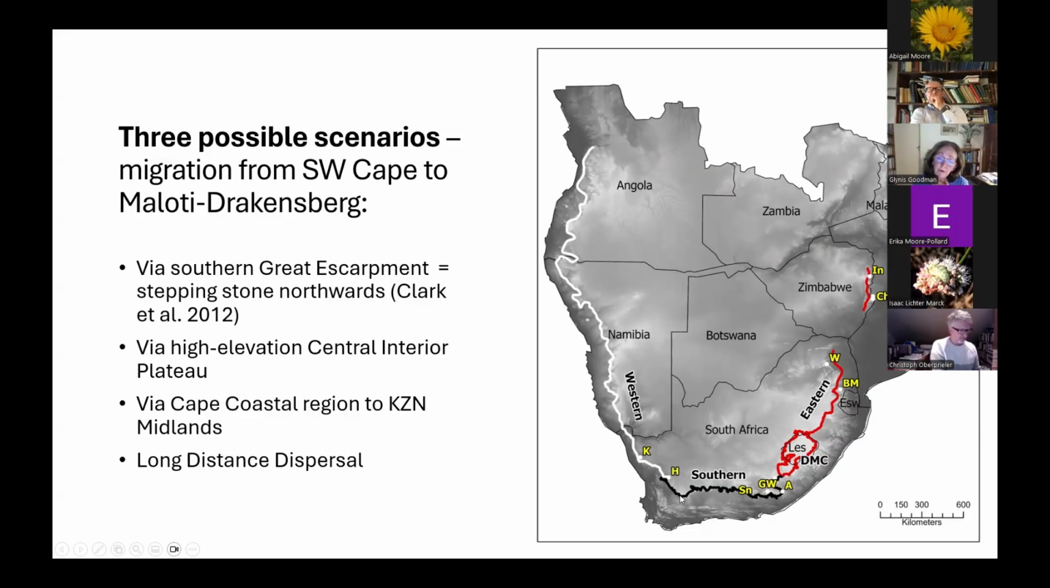Or it might have moved via the central plateau, the interior plateau of southern Africa, which is at a high elevation, but not nearly as high as the mountains themselves. Or possibly via the Cape Coastal region along here into the KwaZulu-Natal Midlands, which lie just below the Drakensberg region, or possibly just by direct long distance dispersal.